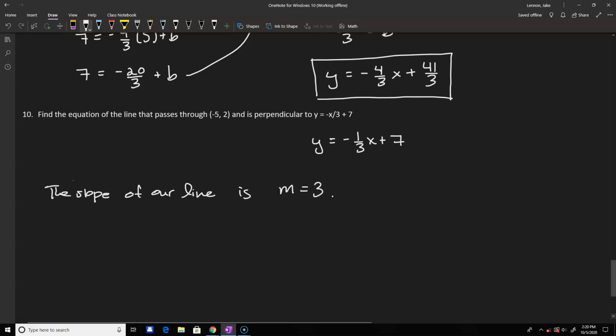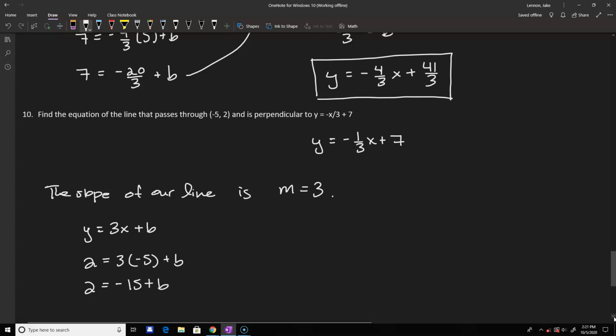Okay, now we can just do the same trick that we did last problem. We have y equals 3x plus the y-intercept. And we can plug in the point (-5, 2) to figure out the value of b. So let's let 2 replace y and negative 5 replace x. And we end up with 2 is equal to negative 15 plus b.